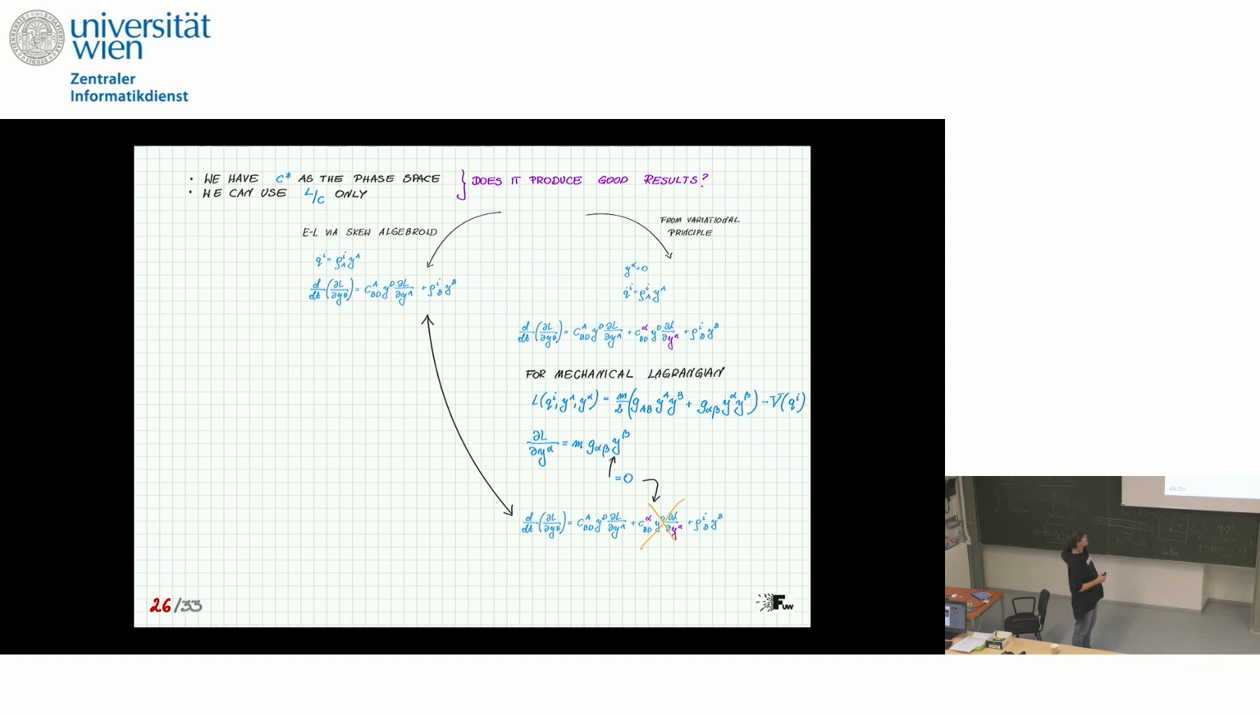So let us look at it like that. I have this mechanical Lagrangian, so I can use the variational principle. This is called the D'Alembert principle when we are forced to take into account the constraints. And I obtain, it is written here in the coordinates, I obtain Euler-Lagrange equation in such a form.